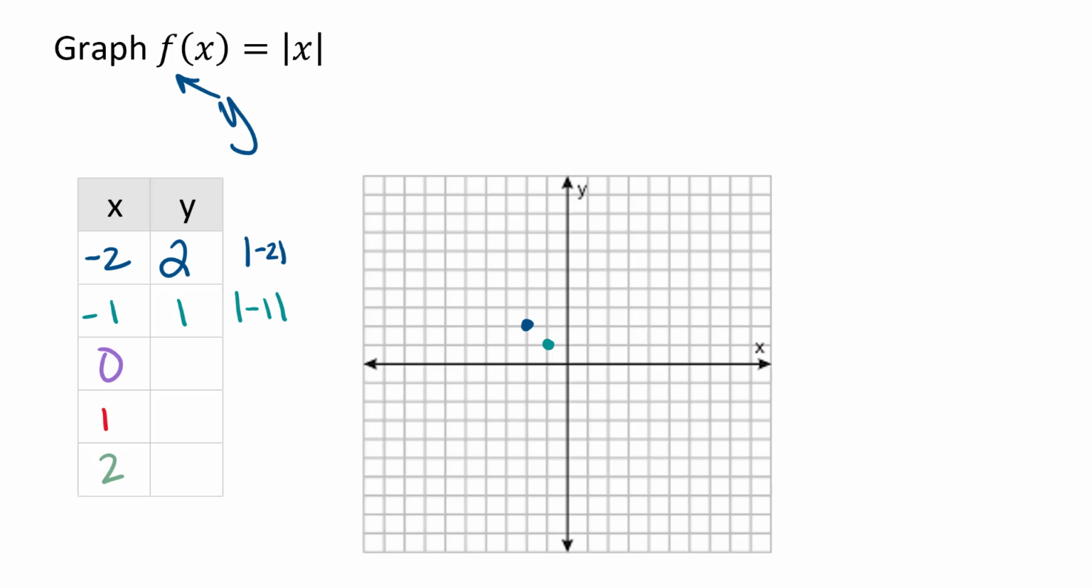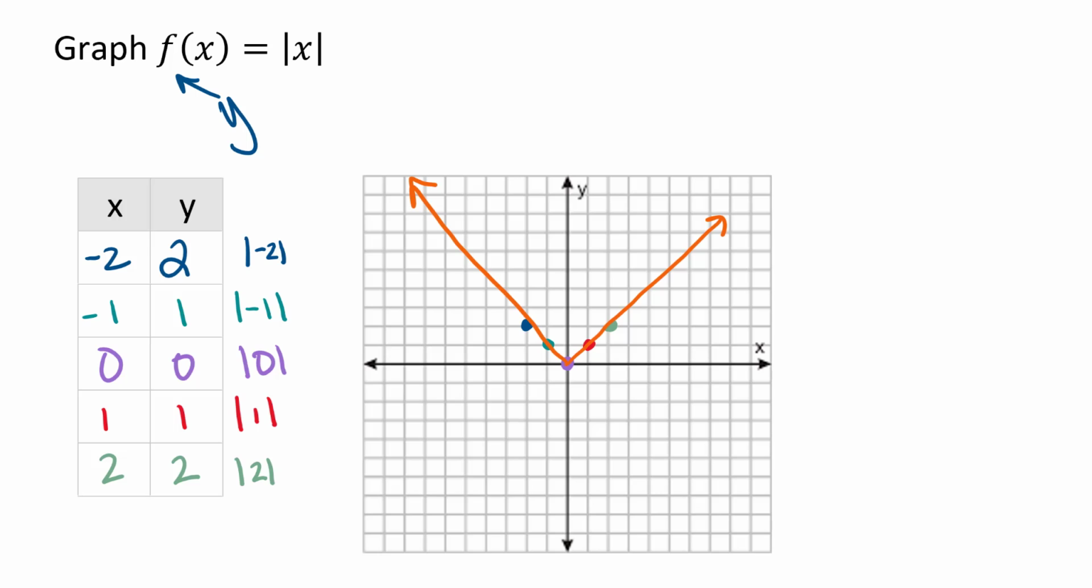All right, 0. The absolute value of 0 is just 0. So this point is at 0, 0. If I plug in 1, I have the absolute value of 1. Remember, when we take the absolute value, our answer is positive. It does not become -1. It's still a +1. And when I plug in 2, I get 2. So this is about what my graph is going to look like. I'm going to go ahead, connect my dots, continue the line with arrows, and we can see that the shape of our absolute value graph makes a V.